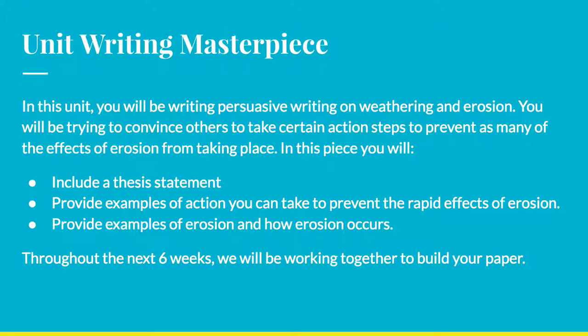Your unit writing masterpiece is going to be writing a persuasive writing piece on weathering and erosion, and it's going to discuss different action steps that we can take as humans to prevent or slow the effects of erosion from taking place. Throughout this piece, you will include the following. The first is a thesis statement, so that's going to be the action statement that's telling us what you're going to be able to do. You're going to provide examples of action you can take to prevent the rapid effects of erosion, and provide examples of erosion and how erosion occurs.